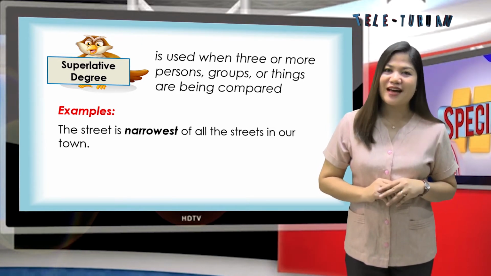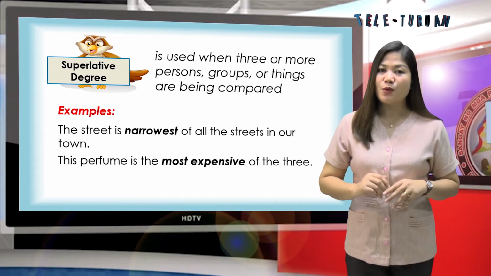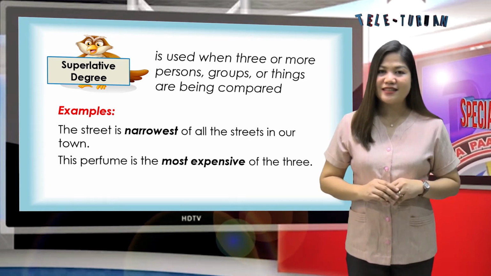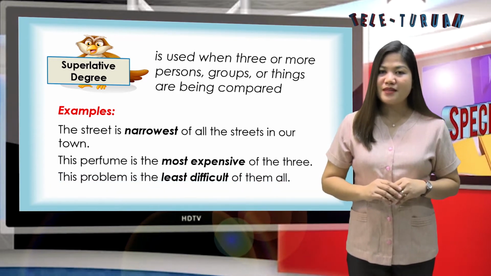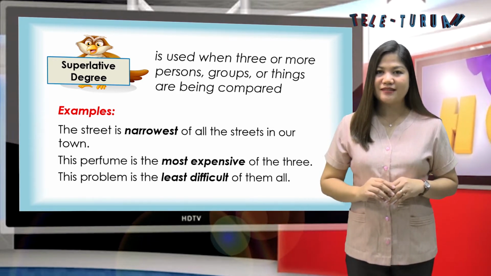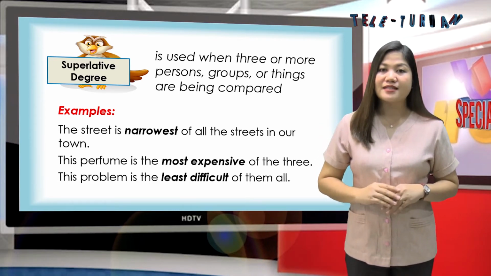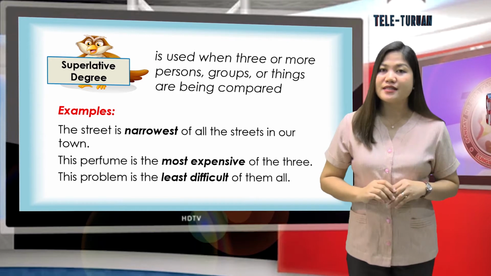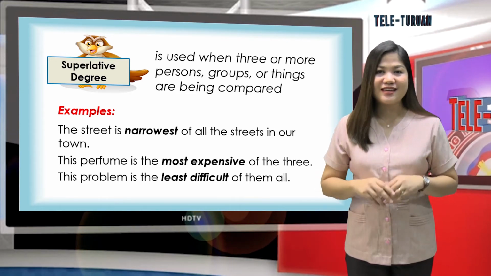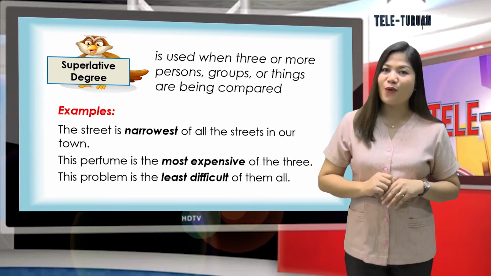Let's have another example. This perfume is the most expensive of the 3. This problem is the least difficult of them all. If an adjective has 3 or more syllables, like the adjective expensive in the example, we put most or least before the adjective.